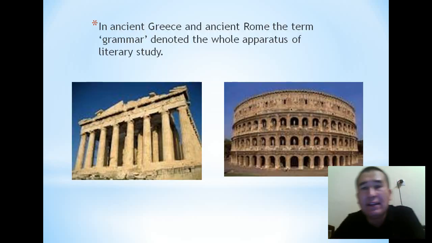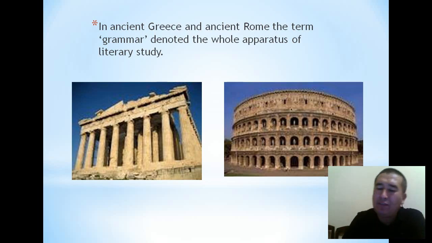In ancient Greece and ancient Rome, the term grammar denoted the whole apparatus of literacy. So in Greece and Rome, it wasn't only correct writing and speaking, but it was more than that. It meant literary works, all the science as a whole. So while they said grammar, it was meant to be the science itself. You have to keep it in mind.